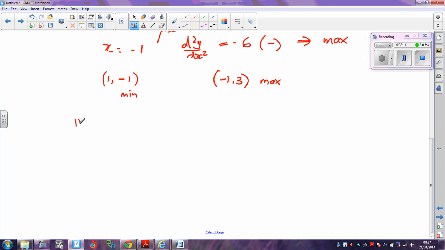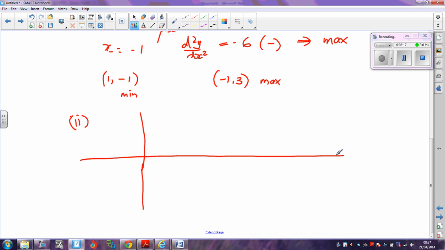Okay, we're now asked to sketch the curve. Well, I've pretty well already done that, haven't I? Here we have the axes. We've got 1, minus 1, where you've got a minimum. Okay, so there, sorry, wrong place.